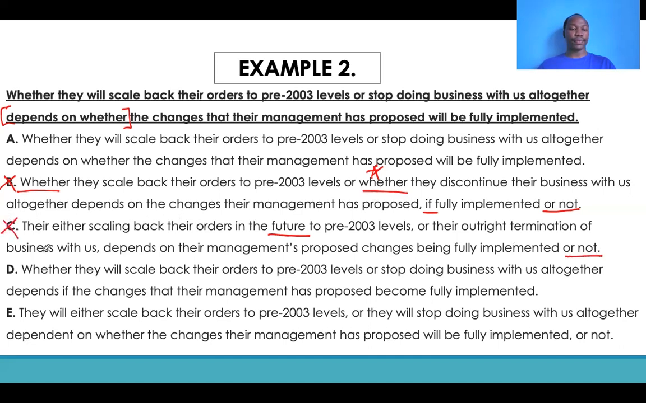So eliminate C. D says whether they will scale back their orders to pre 2 or 3 levels or stop doing business altogether with us. Stop doing business with us altogether depends if the changes that the management has proposed become fully implemented. We can already tell from this answer choice that if is used. If is used in the conditional mood, and the conditional mood does not apply to a case. So this is the incorrect use of the word if. So for that reason, eliminate D.